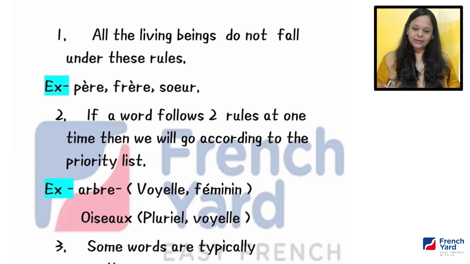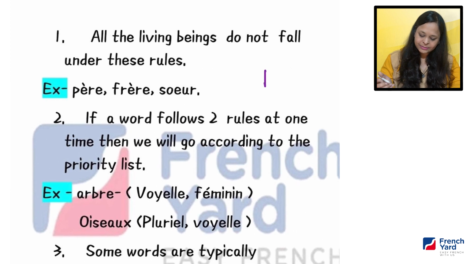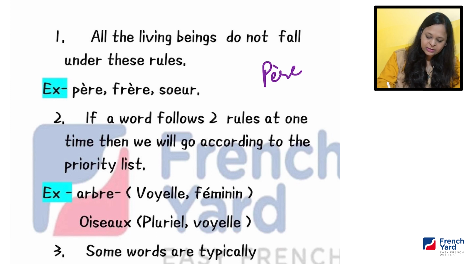Now in the 30% list, we just call them exceptions, or you can say important words. First, all the living beings do not follow these rules. It says that for all the living beings on the planet, on the earth, we cannot judge their gender on the basis of rules. We know the genders of living beings. For example, take the word père. The word père in French means father.